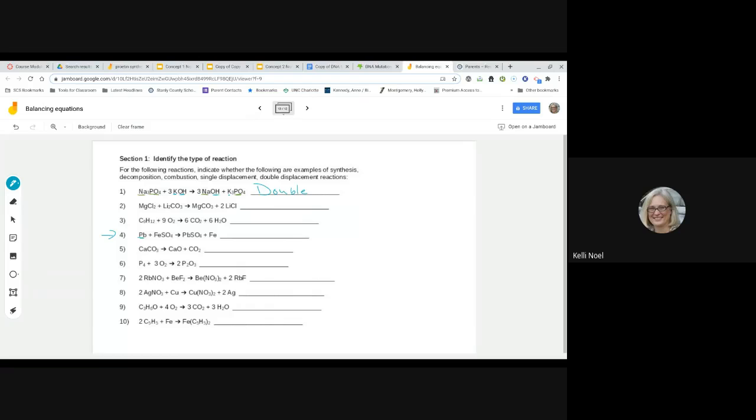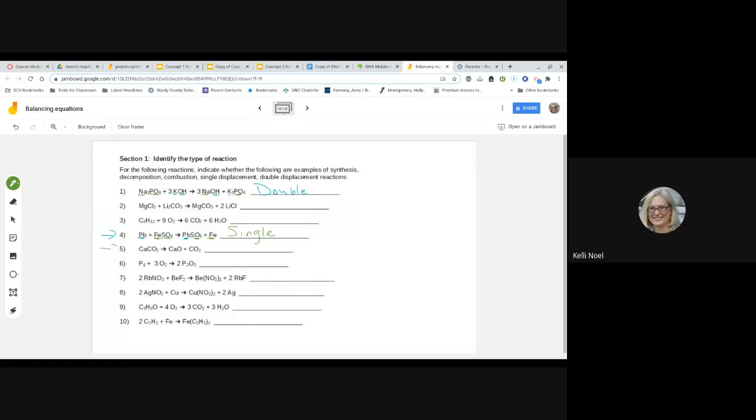I have Pb, Pb, all right, and then I have Fe, and SO4 stays together. So notice that only one thing switches places. So this one would be single. Here they're calling it displacement, and what I said was replacement, same thing.